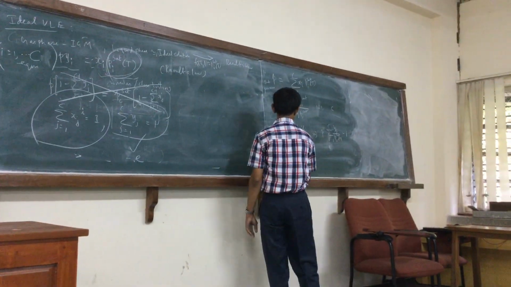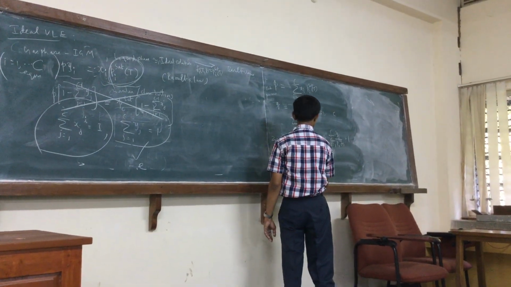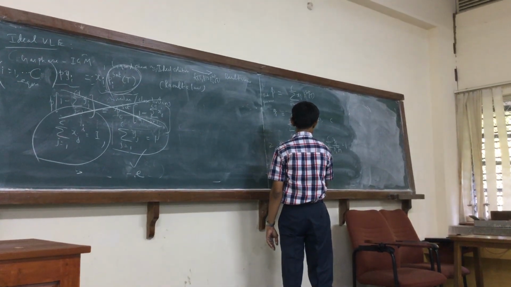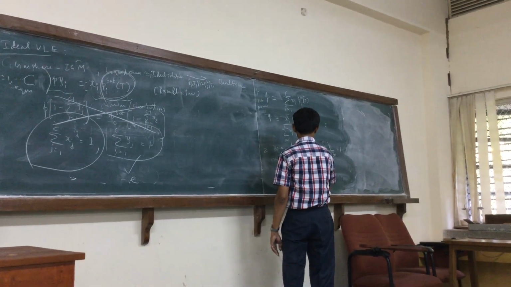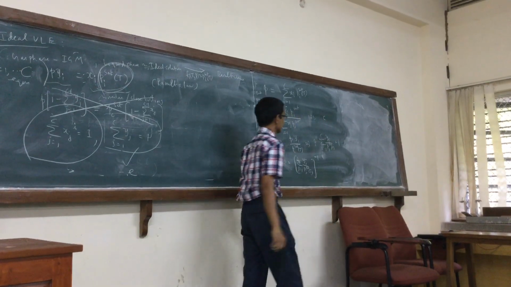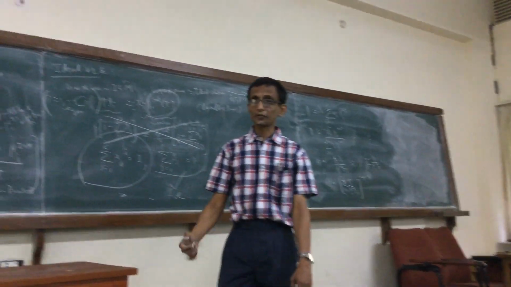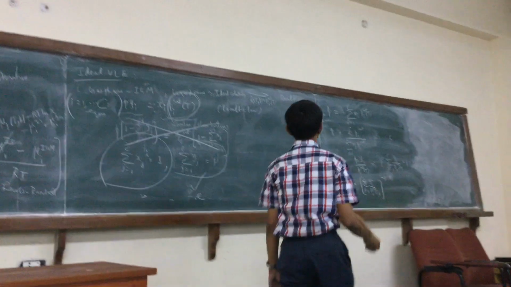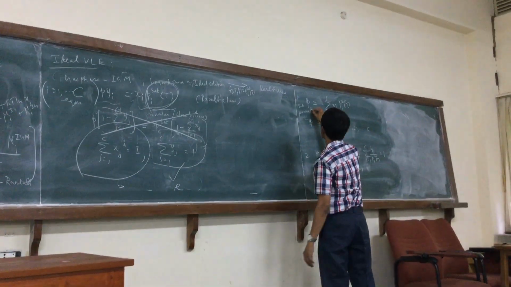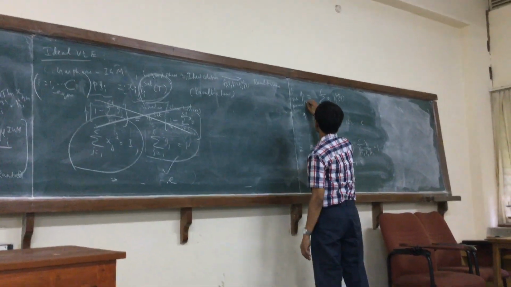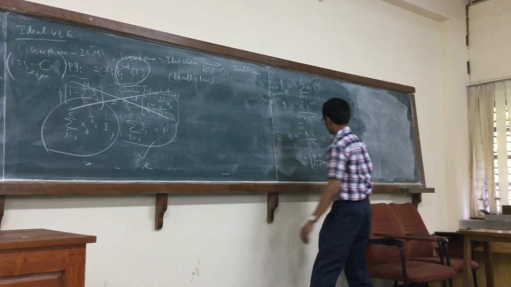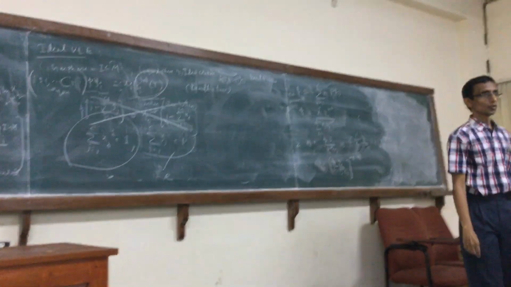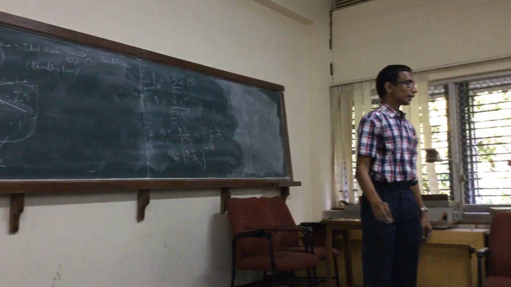So the dew pressure is the sum over k equal to 1 to C of yj by Pj sat of T, the whole thing raised to the power minus 1. That will give me the dew pressure. So this is the bubble pressure, and this is the dew pressure. So you can automatically write it.